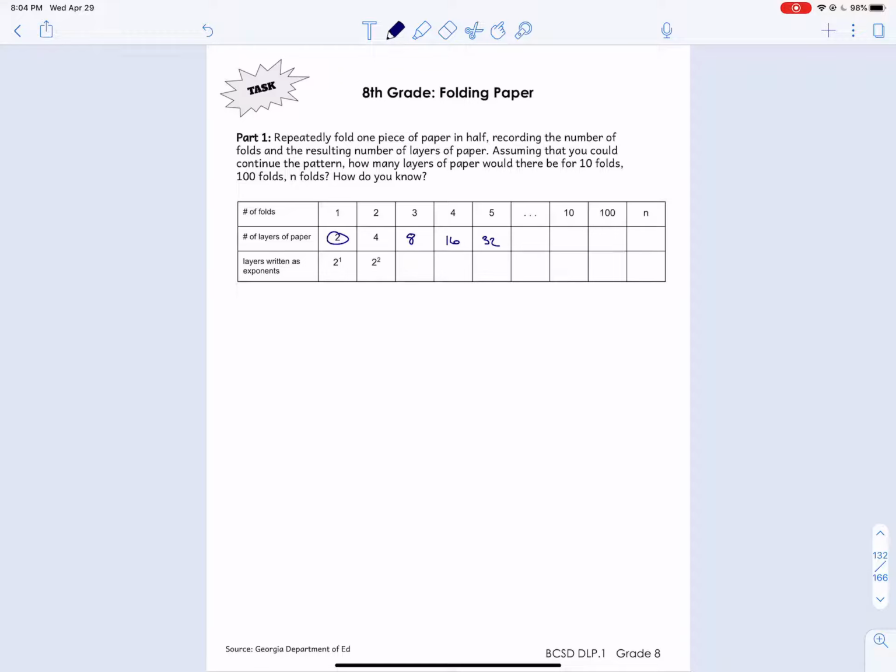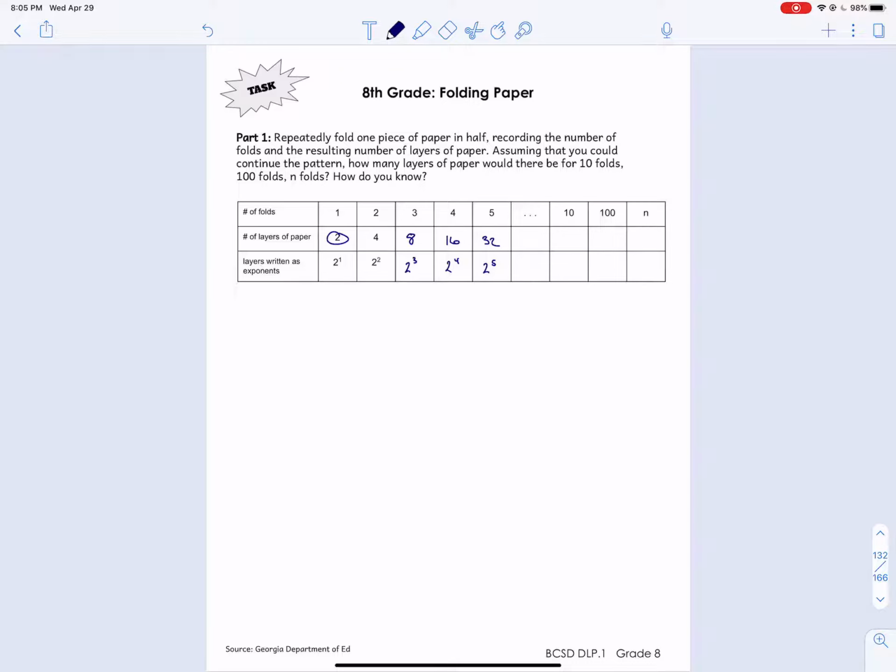2 to the second power, 2 times 2 is 4. So this would be 2 to the third power, 2 to the fourth power, 2 to the fifth power. All right, so then it goes on and on. Now, in real life, we can't keep folding. There's a certain number of times we can fold a piece of paper, and then we can't fold it anymore. So this is going to move into the theoretical, just mathematical model of this situation.